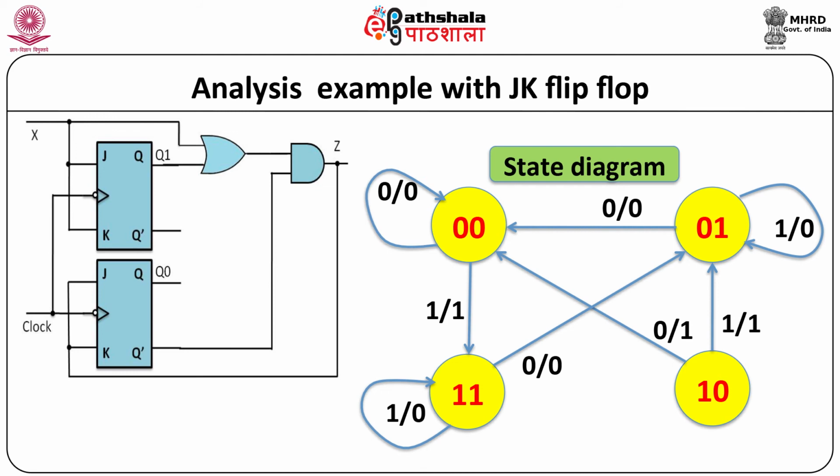There are 4 states which could be identified as 0 0, 0 1, 1 0 and 1 1. The values of external input x could be either 0 or 1, which decides the state transition or self transition. This circuit is basically some kind of sequence generator controlled by the value of x and generates output z.